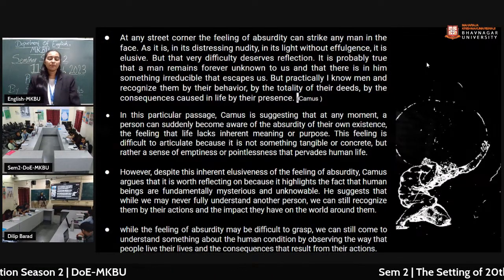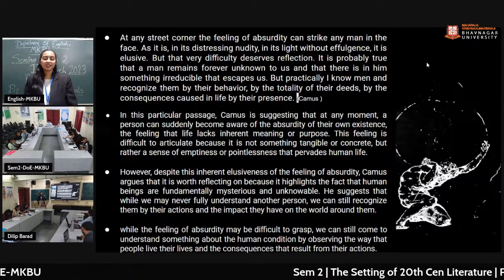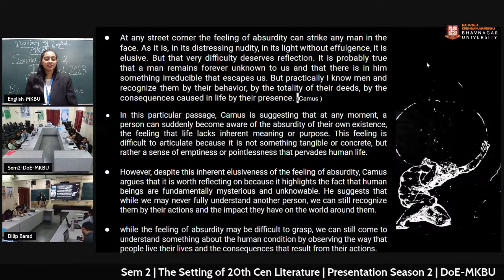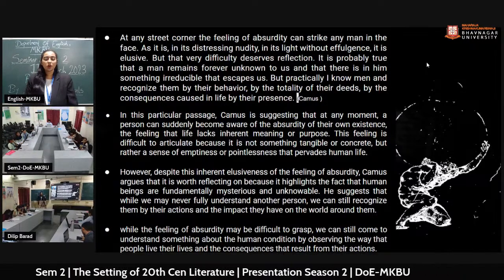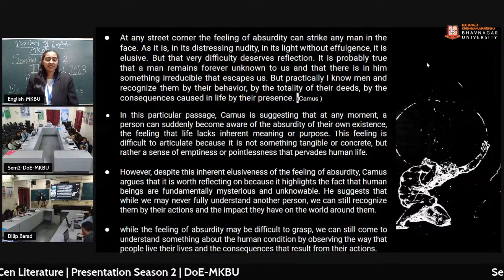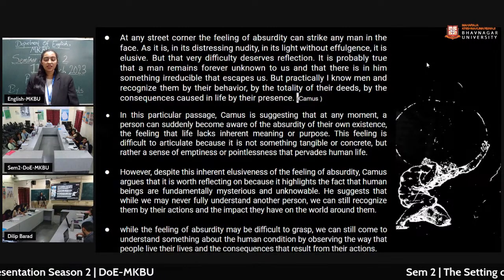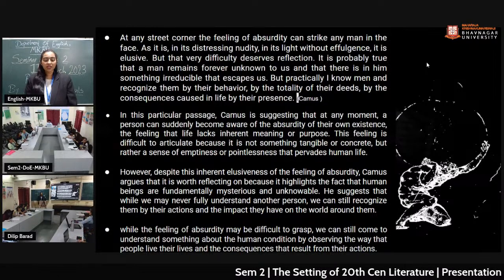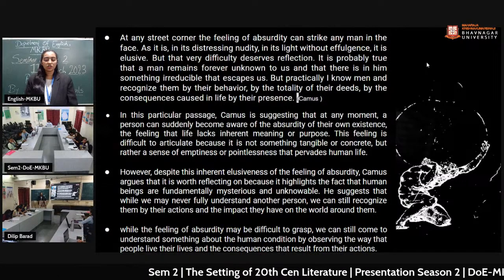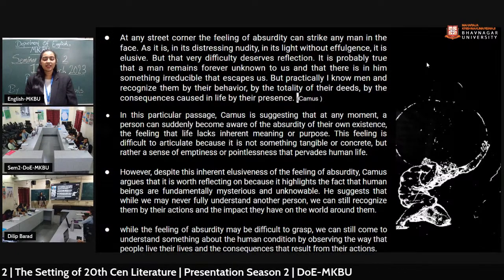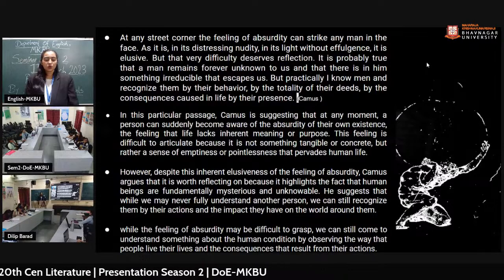In this particular passage, Camus is suggesting that at any moment, a person can suddenly become aware of the absurdity of their own existence, the feeling that life lacks inherent meaning or purpose. This feeling is difficult to articulate because it is not something tangible or concrete, but rather a sense of emptiness or pointlessness that pervades human life.